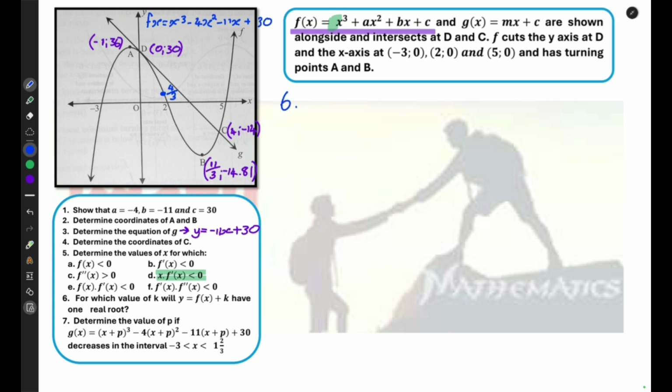Question 6, for which values of k will f(x) plus k have one real root? Okay, so now in the previous slide, we explained a bit about these questions, and they are asking me one real root.